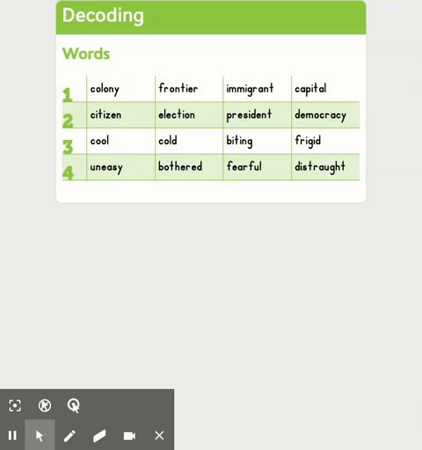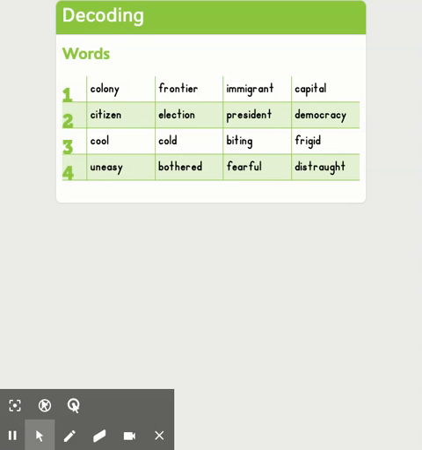Then we have biting. So that's normally, when you talk about biting cold, there's normally wind involved. So it's like cold and windy. And then frigid is like everything happening at once. It is really, really cold and it's probably windy too.